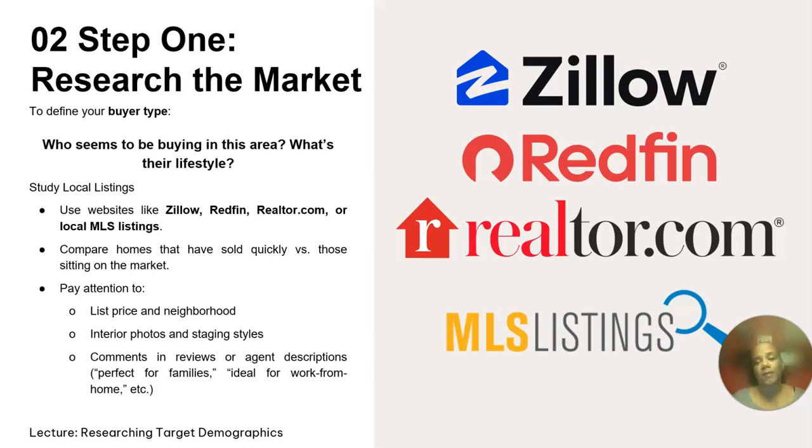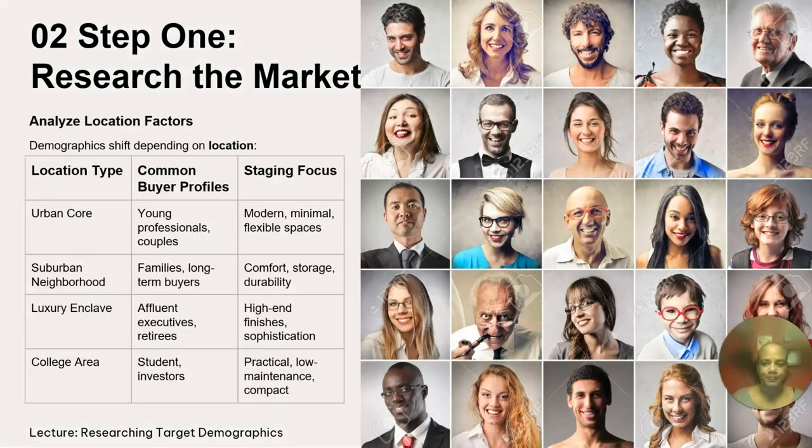And then just look at comments from agents. They'll leave descriptive tags like perfect for families or ideal for work from home. That gives you an idea of the buyer that they have done research on and think is looking for that type of property.